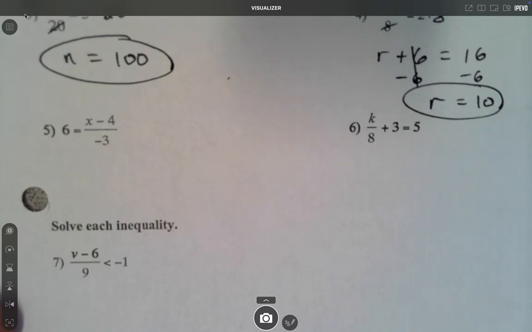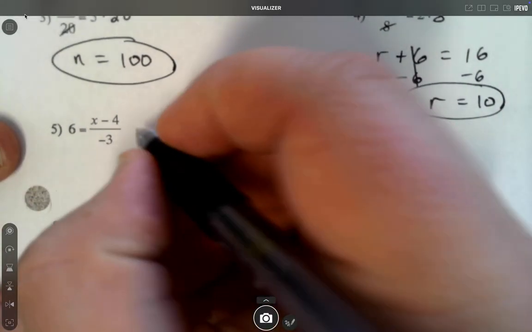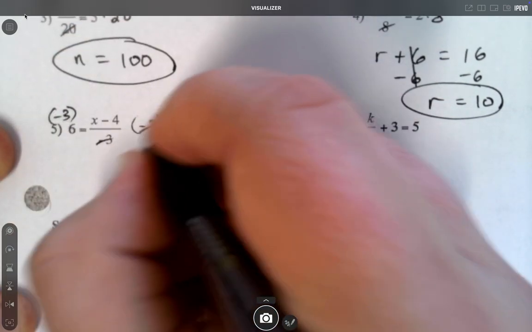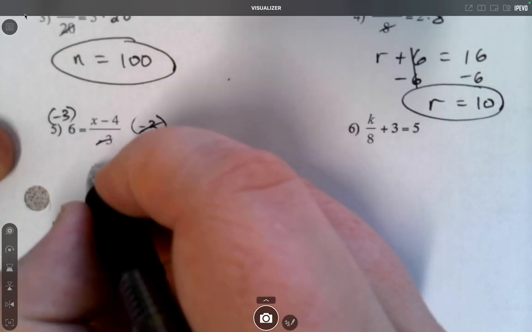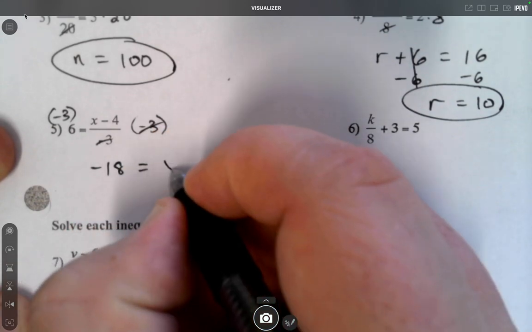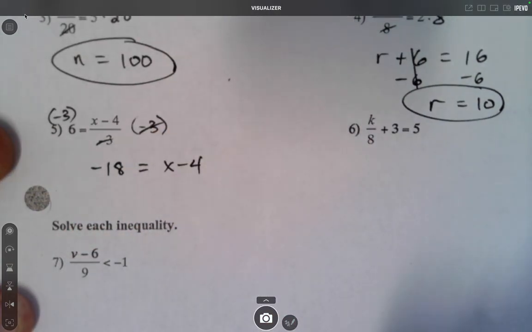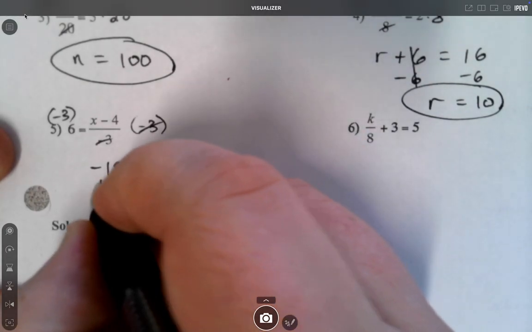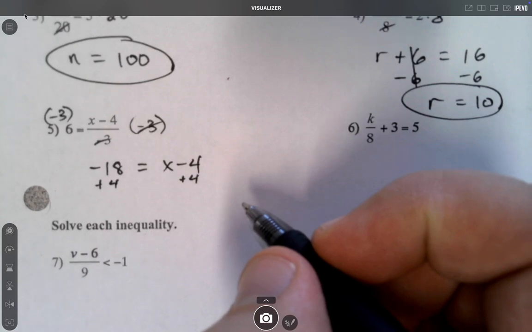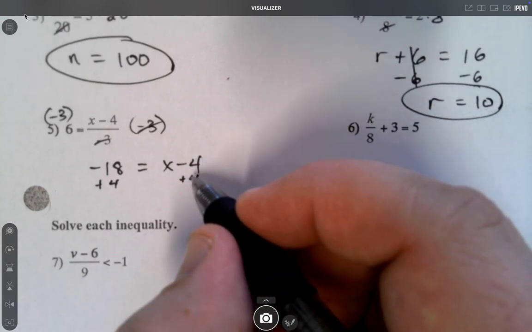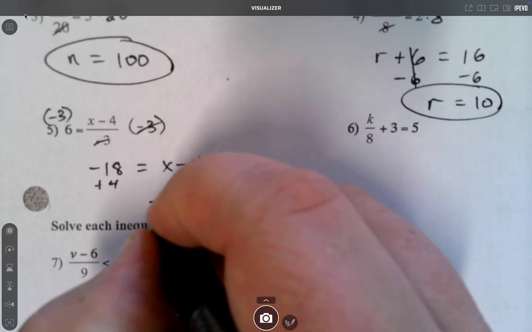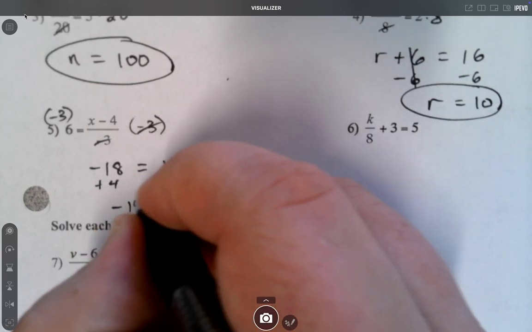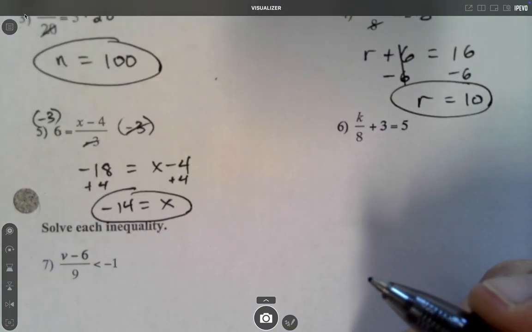Okay, 5 is similar. We need to get rid of this denominator, so we multiply both sides by negative 3. So the negative 3's cancel. Negative 3 times 6 is negative 18. Now we still have a constant that's over there with the x, so we need to add 4 to both sides because it's being subtracted. That's minus 4. So we've got to do the opposite because negative 4 plus 4 is 0. So we get just x by itself on this side. And negative 18 plus 4 is negative 14 on that side.